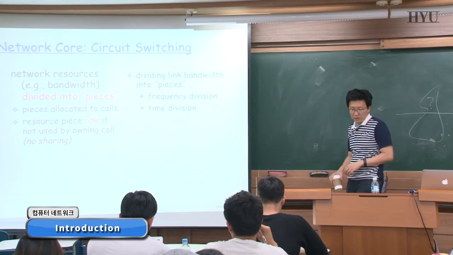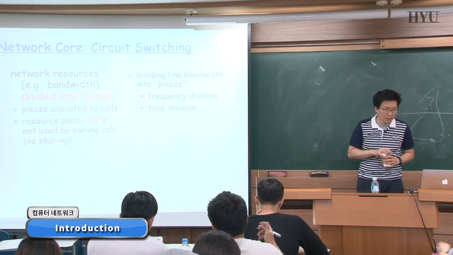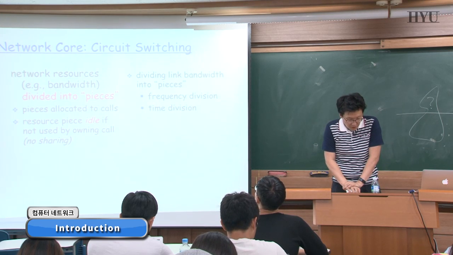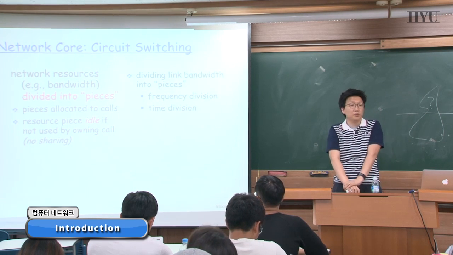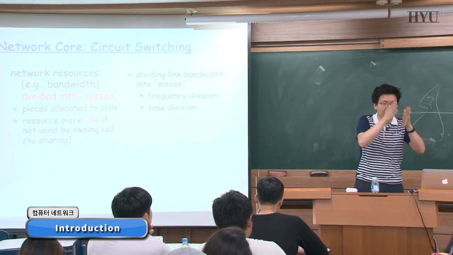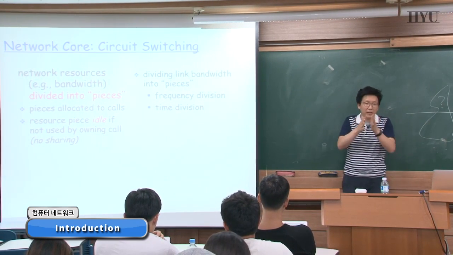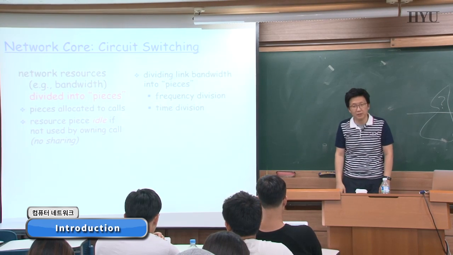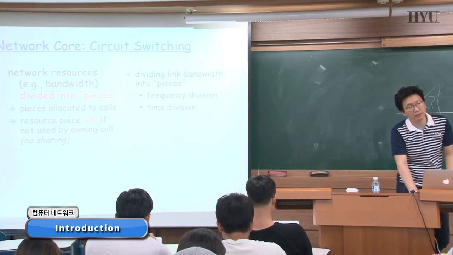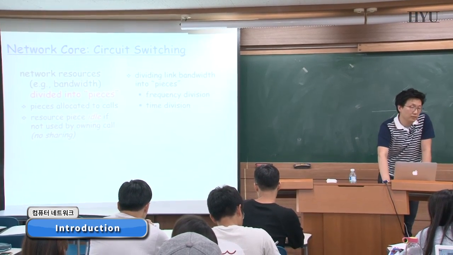Circuit switching: network resources divided into pieces allocated to calls, resource idle. Oh, why is this slide first? In circuit switching you can also divide the resources into chunks. The example I had in the file was dividing the data. In circuit switching, the pieces divide the resources, for example frequencies and time. Don't mix it up. There are two ways of dividing link bandwidth into pieces: frequency division and time division.